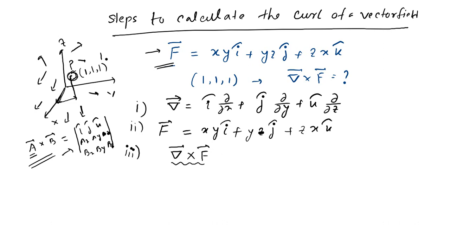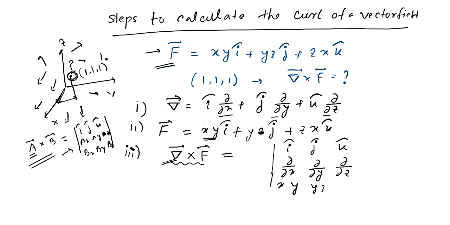Similarly, here we will use this determinant. The first row will be the unit vectors i cap, j cap, and k cap. The second row will be the components of the nabla vector along i cap, j cap, and k cap, so it will be del/del x, del/del y, and del/del z. And what will be the third row? The third row will be the components of F along i, j, and k, so it will be xy, yz, and zx. Then you have to solve this determinant.